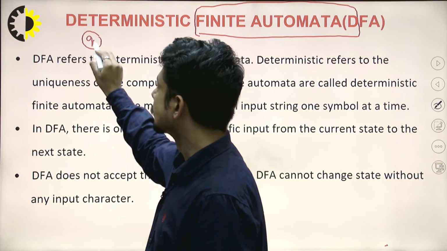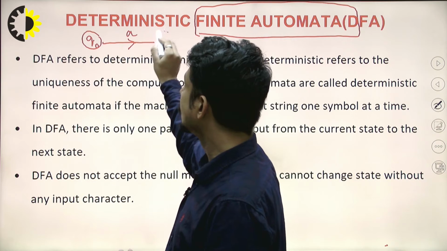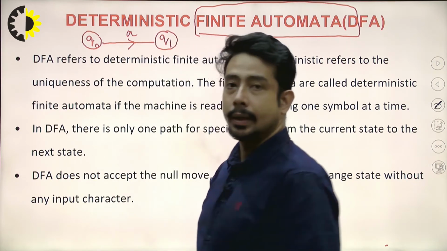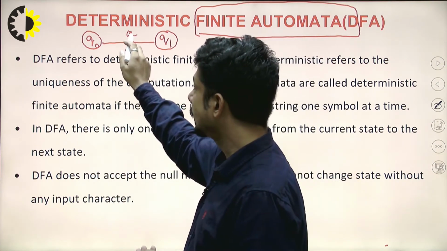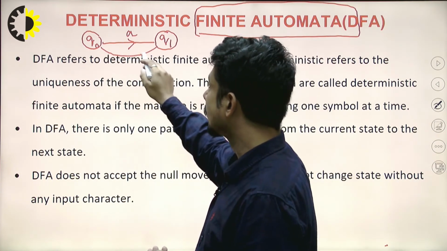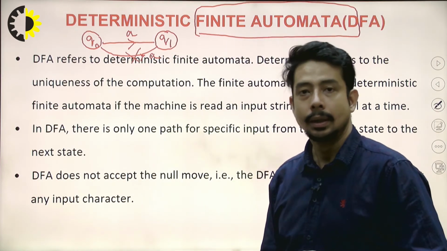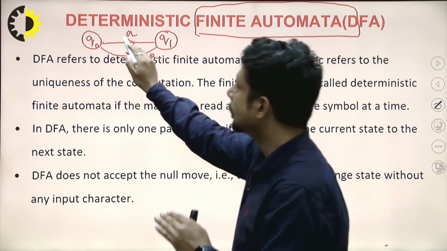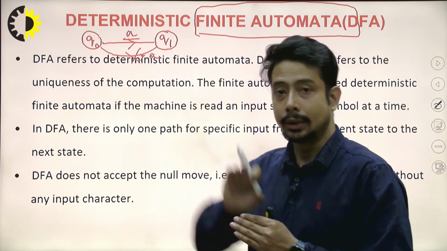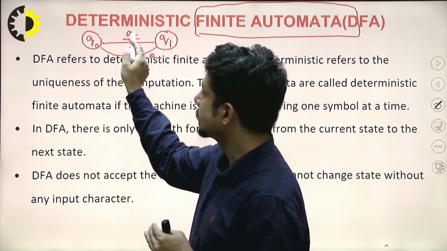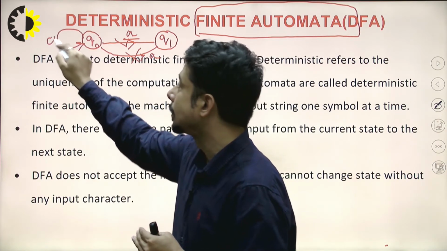say suppose Q0, for a particular input alphabet, it will go to another state exactly once, not more than one, not less than one. Not more than one means that for this particular input transition, it will not go more than one time. It will go exactly one time. So this cannot happen in the case of deterministic finite automata. It is determined that for a particular input symbol, it will go to the next state exactly once, or maybe to itself.